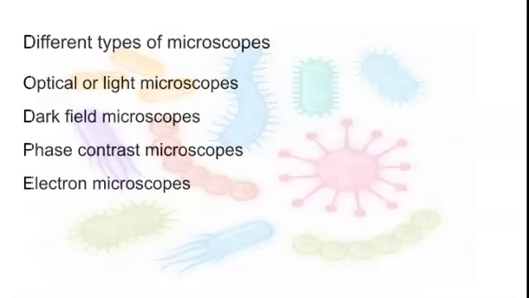Before starting staining techniques, we need a microscope to visualize the stained microorganisms. So what are the different types of microscopes available? Optical or light microscopes, dark field microscopes, phase contrast microscopes, and electron microscopes. These are the four types of microscopes we use in microbiology to study or observe the microorganism and its structure.